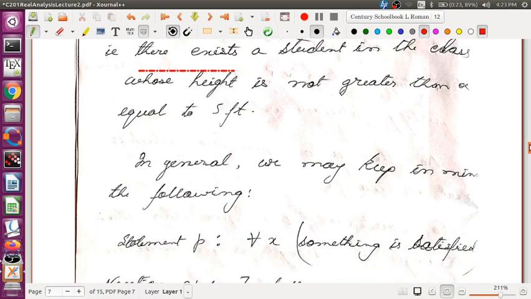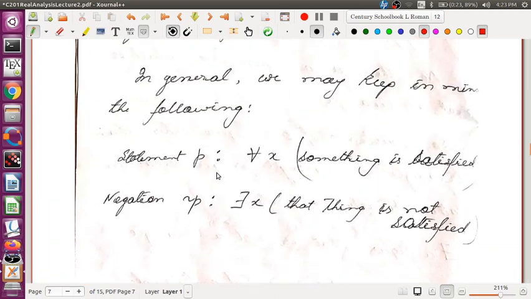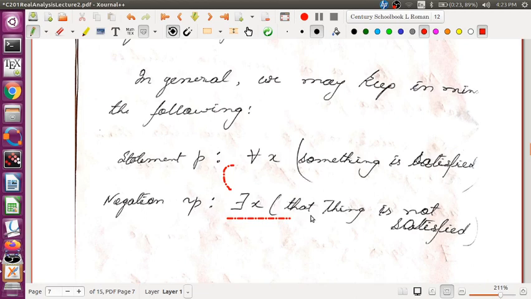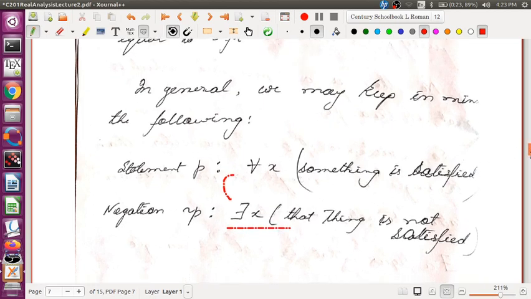So in general we may keep in mind the following: if the statement P is for every x something is satisfied, the negation of P will be there exists an x such that that particular thing is not satisfied. Okay, and the other way also it is true. It is both way implication. If P is this statement that there exists x for which something is not satisfied, the negation will be for every x that something is satisfied.